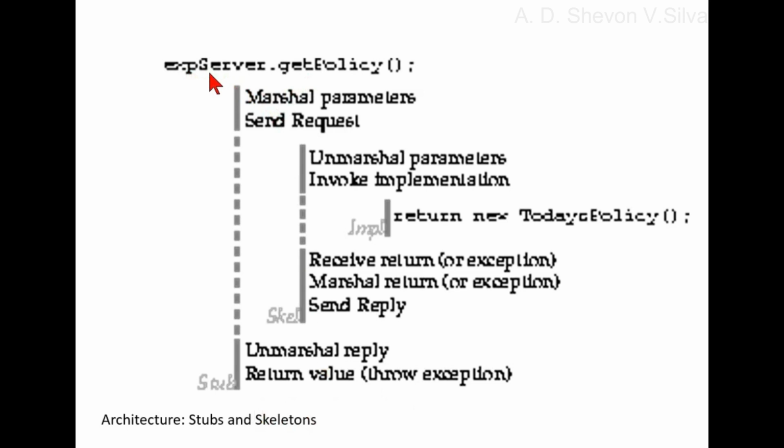Here you can see, for example, the server.getPolicy method as an example. In the stub, it goes through marshal parameters and send request, then it moves to the skeleton: unmarshal parameters, invoke implementation. It moves to the implementation, which returns, for example, today's policy. Then it moves back to the skeleton, which receives the return value or exception, marshals the return value or exception, then sends the reply. Then it's back at the stub: unmarshal reply, and return value or throw exception.